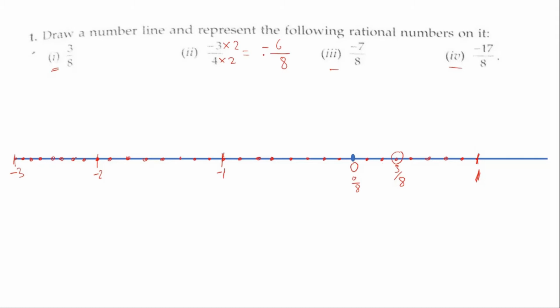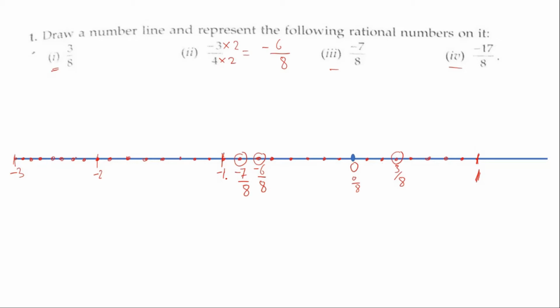Now move to the second one, minus 6 by 8. This is minus 1 by 8, minus 2 by 8, minus 3 by 8, minus 4, minus 5 and this one is minus 6 by 8. Just before it is minus 7 by 8, and minus 8 by 8 is minus 1.